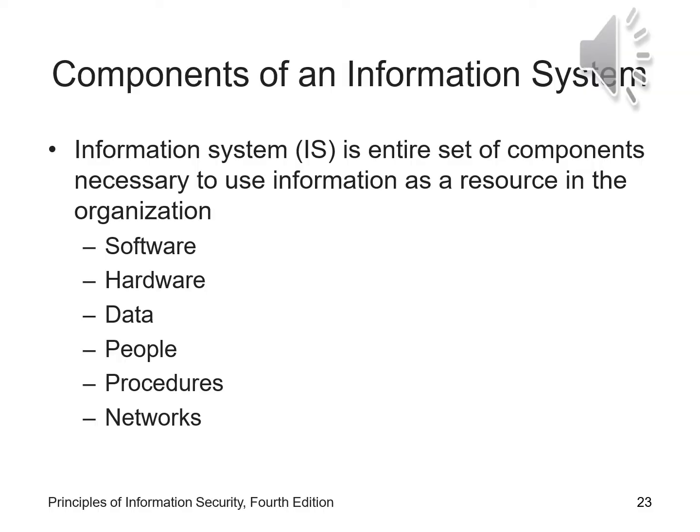Information systems, or IS, is the entire set of software, hardware, data, people, procedures, and networks that enable the use of information resources in the organization. The software component of an IS includes applications, operating systems, and assorted command utilities. Hardware is a physical technology that houses and executes the software, stores and transports the data, and provides interfaces for the entry and removal of information from the system.